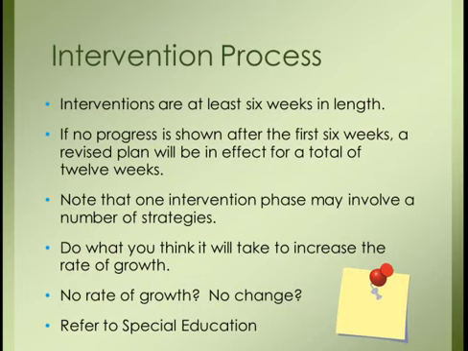If growth rate and performance level are low, revise the intervention or try another one until 2 different interventions have been implemented for at least 6 weeks. They should be back to back. Note that one intervention phase may involve a number of strategies. Do what you think it'll take to increase the rate of growth.